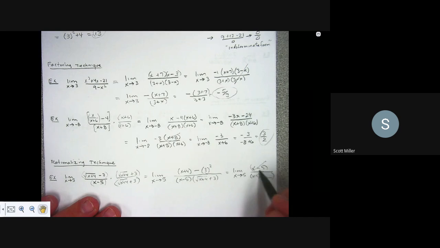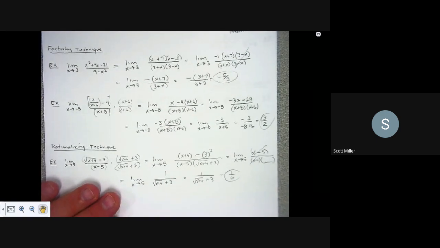The x minus 5s will drop out, leaving, as x approaches 5, a 1 on top, and on the bottom, that long radical expression, which I can then substitute into. So now I can do direct substitution. This will be the square root of 5 plus 4, plus 3, giving us a grand total of 1 over 6.